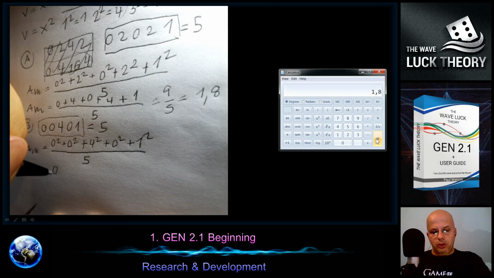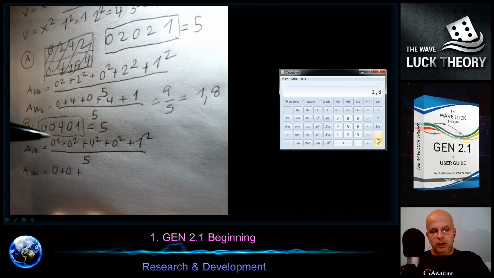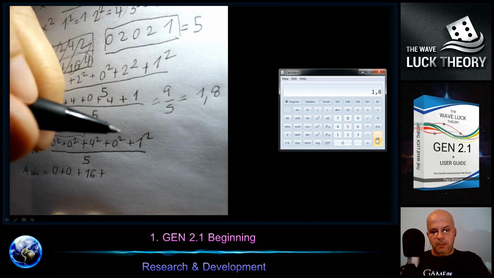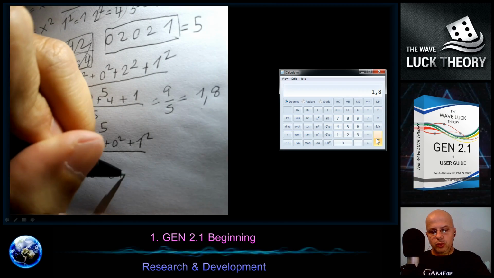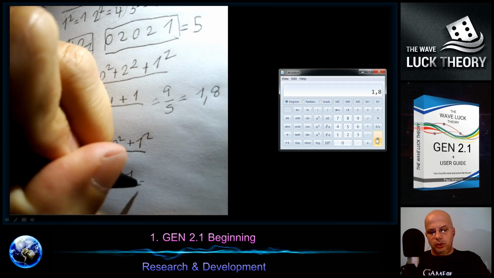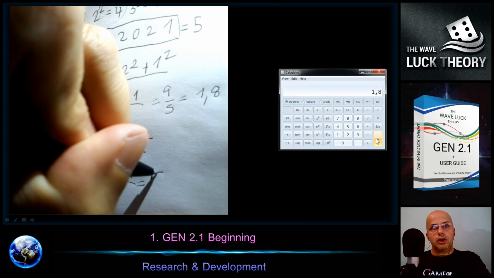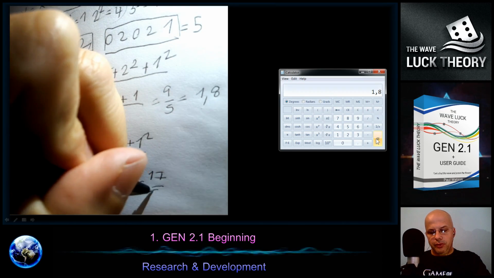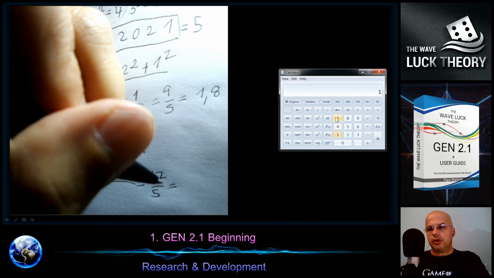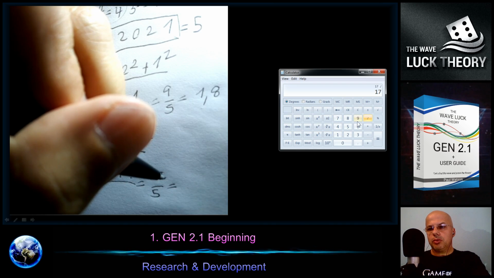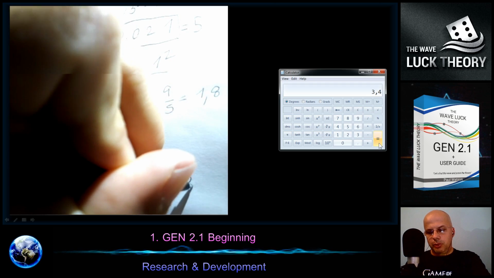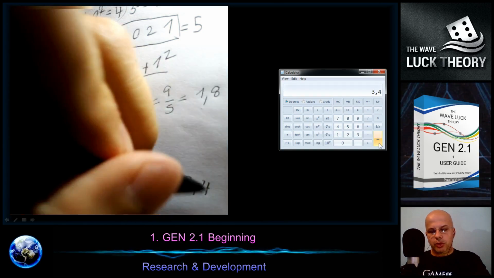and we have 0 plus 0 plus 4 times 4 is 16 plus 0 plus 1, and divided by 5. So the sum is 17 divided by 5. I will use the calculator, 17 divided by 5, and we got 3.4, the average mean.